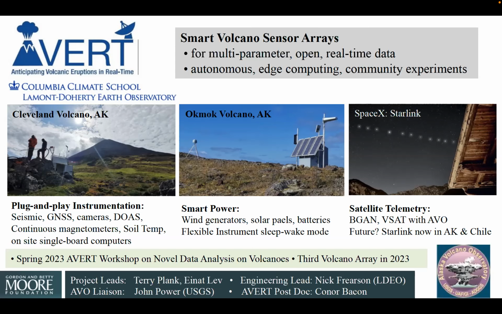And there are 2 new things that I want to point out. One is that we'll be having a workshop on novel data analysis, and we are going to be instrumenting a 3rd volcano. So come talk to me about it if you're interested in any of this.